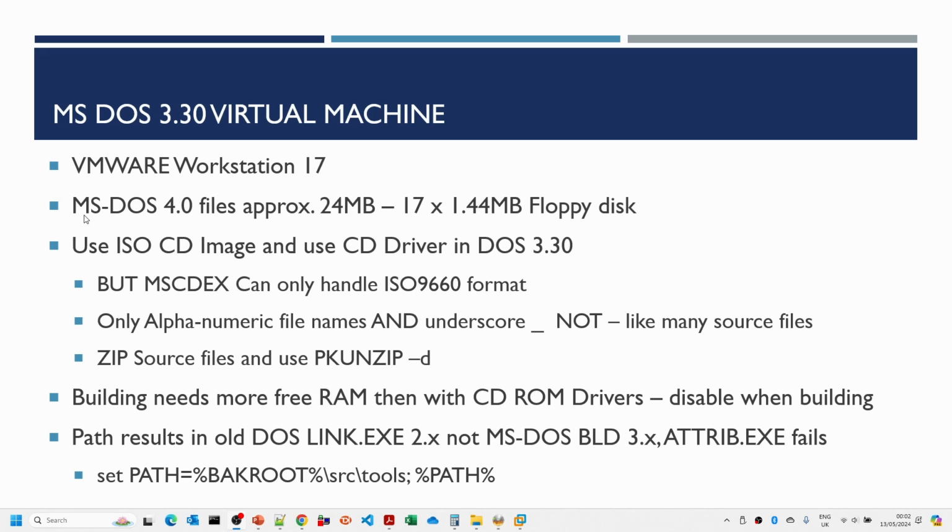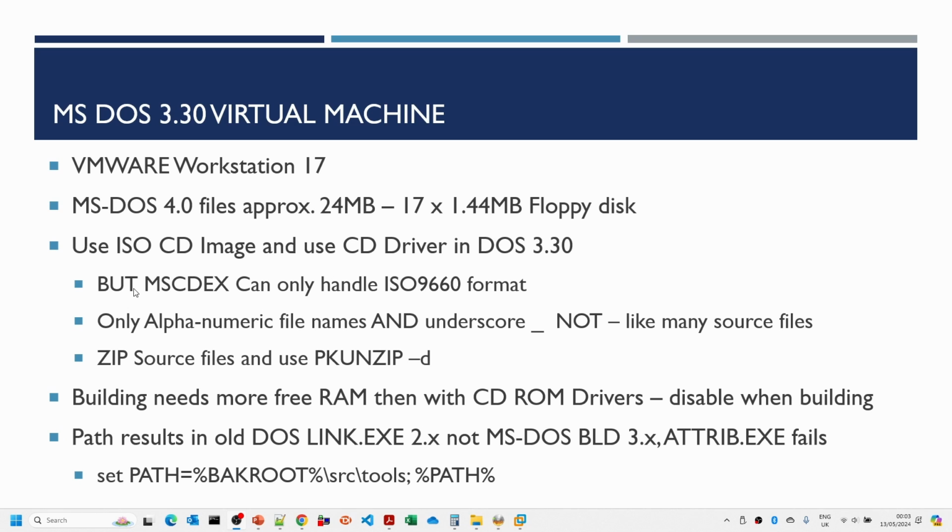Now the reason why we need to use a CD here really is because the MS-DOS 4 files are approximately 24 megabytes, so that'd be about 17 floppy disk images we'd need to make, so it's a bit cumbersome. So we can use an ISO CD image and the CD driver.